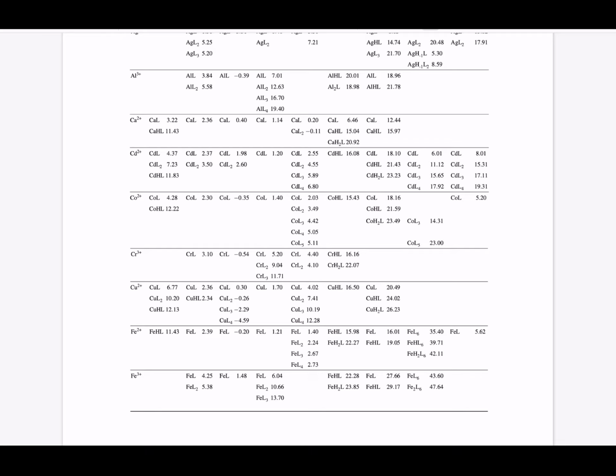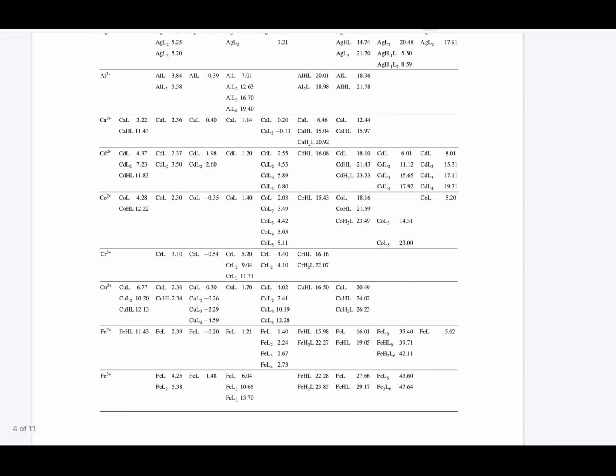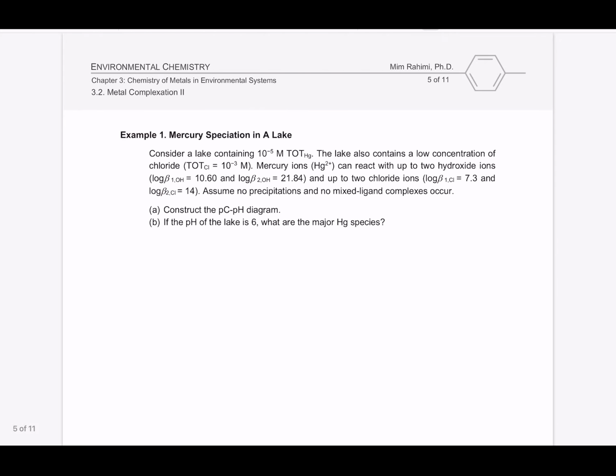So that would be it for complexation. In this lecture, we highlighted a little bit more diverse ligands. Also we introduced some terminologies, like mixed ligand and the chelating agent. But the concept of calculation would be basically the same as what we had in the previous lecture. So here we're going to solve 3 questions.